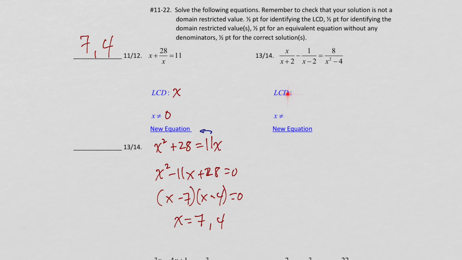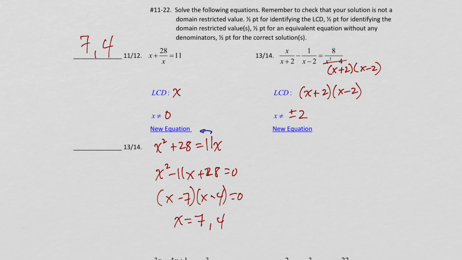Okay, before I can figure out the LCD, make sure these are all factored. This is factored, but this can factor. So now hopefully you can see that the LCD is that. And the restriction is both positive and negative 2.